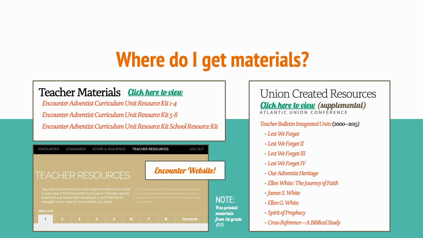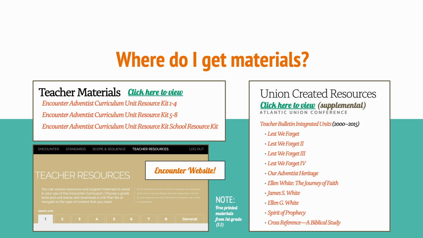Number one is the Encounter website that has pretty much everything you need. Number two, you order, or maybe your school already has ordered, a unit resource kit for the different levels. And then number three, some of the unions have created resources. This is supplemental stuff. From Atlantic Union Conference, they have a teacher bulletin that they've put together with examples of units on Adventist heritage. So you might want to supplement with some of that, depending on what you're teaching in Bible.